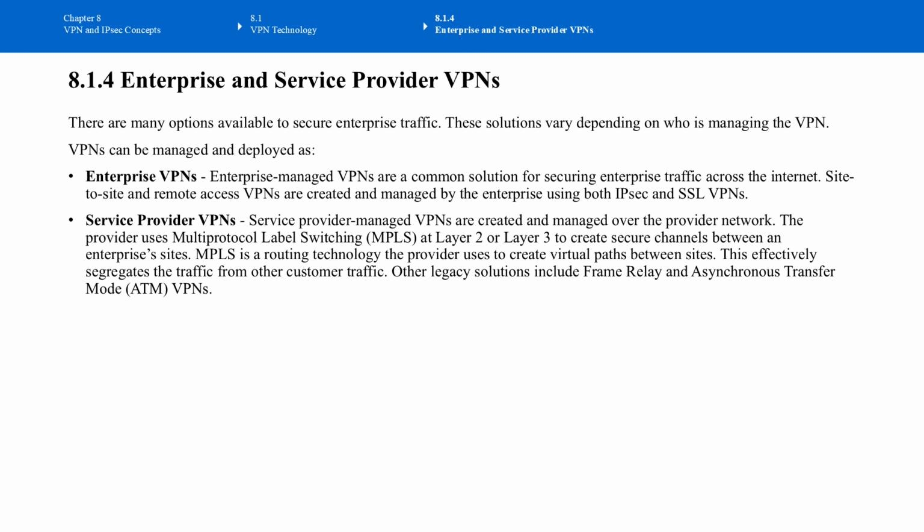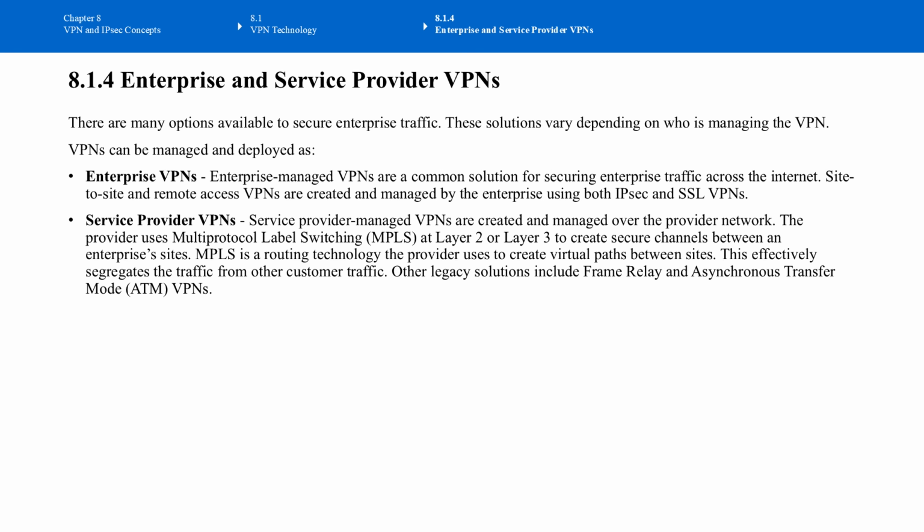There are several ways to secure traffic between an organization's locations. The solution an organization chooses often depends on who manages the VPN. Generally, VPN solutions fall into two categories: enterprise VPNs and service provider VPNs. An enterprise VPN is owned, configured, and managed by the organization itself. The company's IT department is responsible for configuring the VPN gateways, managing encryption and authentication, and monitoring and maintaining the VPN.